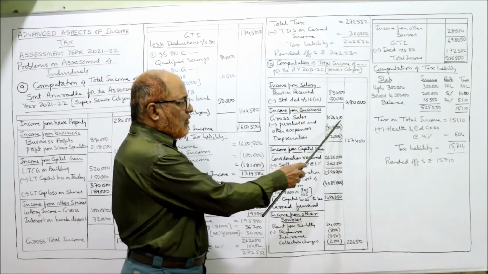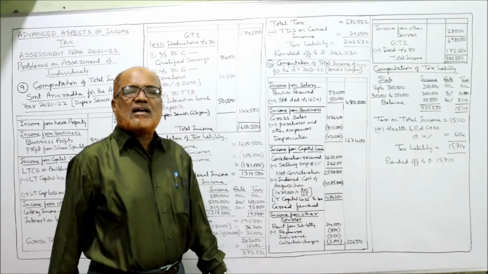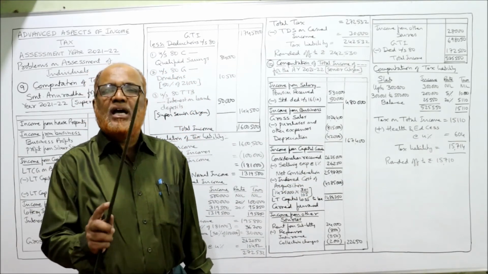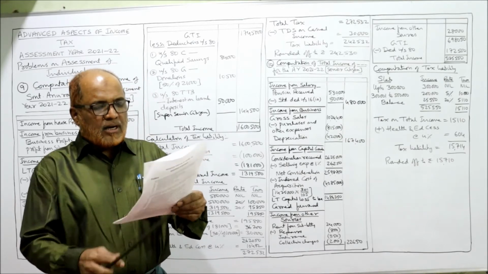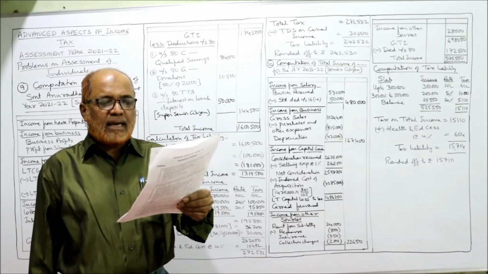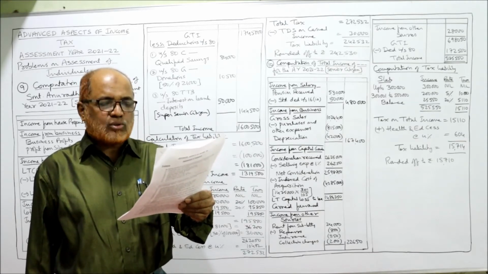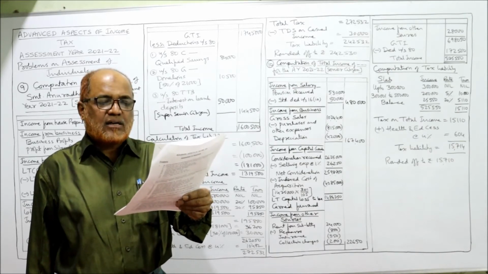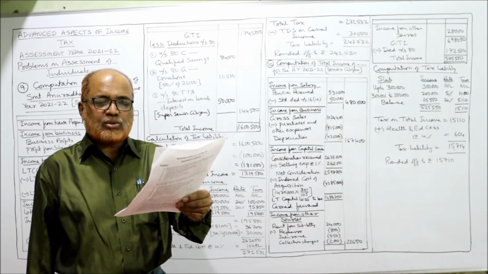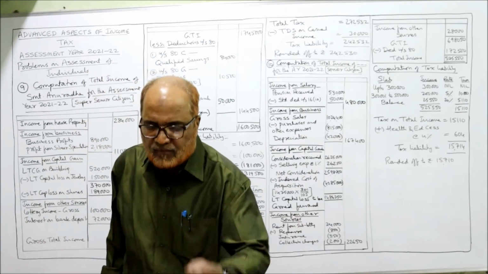So 10,24,400 minus 8,15,000 minus 42,000, 1,67,400 is the income from business. Next comes, during the previous year, he sold a long-term capital asset for 26,25,000. Selling expenses 1% and cost of purchases rupees 14,25,000. CII, cost inflation index 105.